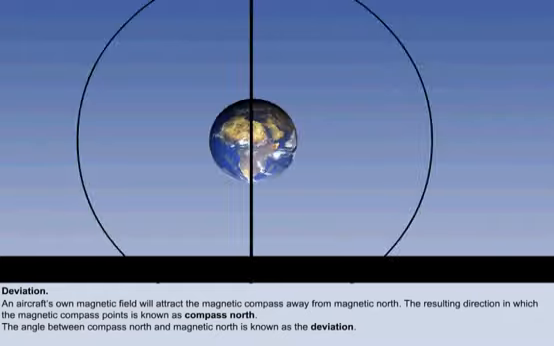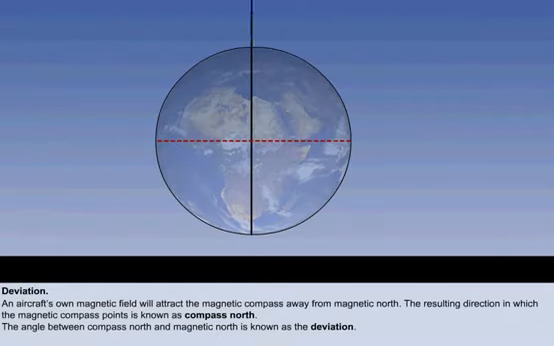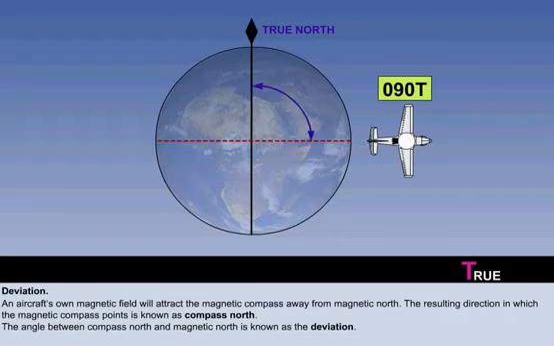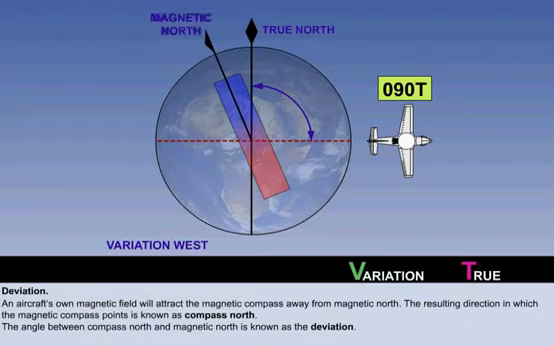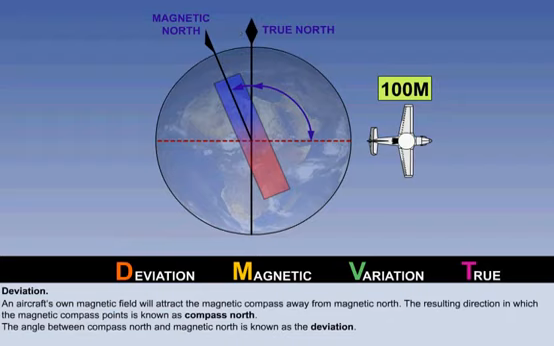Let's look at the effect of deviation. Suppose we imagine an aircraft is flying on a heading of 090 degrees in relation to true north. If the magnetic variation is 10 degrees west, the heading in relation to magnetic north will be 100 degrees. If we now say that deviation is 10 degrees west also, the compass will be showing 110 degrees as a heading.